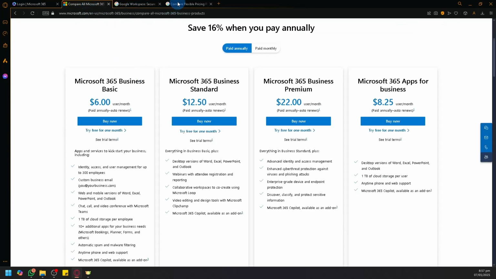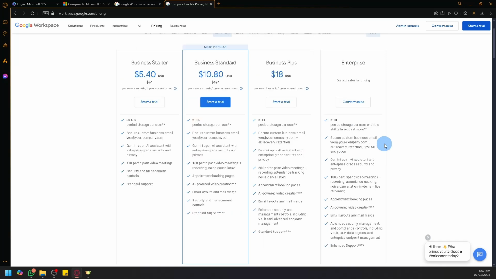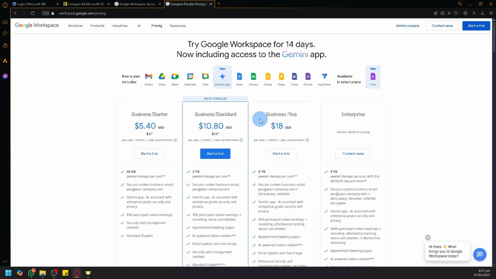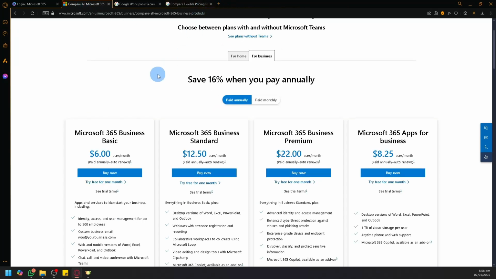Let's compare their plans and prices. In Google Workspace, they have a lot of plans and products: Business Starter, Business Standard, Business Plus, and even Enterprise. They have a lot of benefits and additional things that you will be able to receive per plan, of course, and their price range, as you can see, is a bit good. It's better than normal. And if you compare it over here in Microsoft 365, it's actually a bit cheaper compared to Microsoft over here.